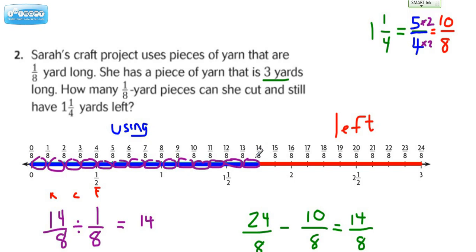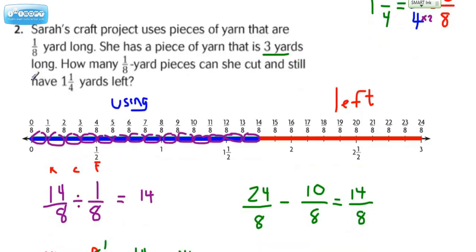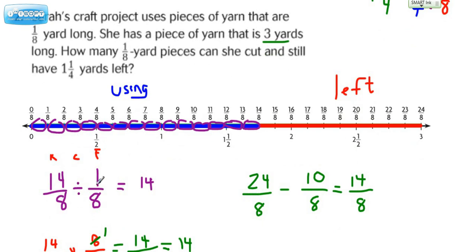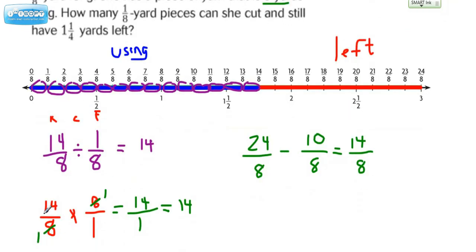Next, ask yourself, how am I breaking up this amount? We're breaking it up into equal groups of 1/8. So that means 14/8 divided by 1/8. We did the standard algorithm, or just count how many pieces, and we got 14 pieces of yarn.